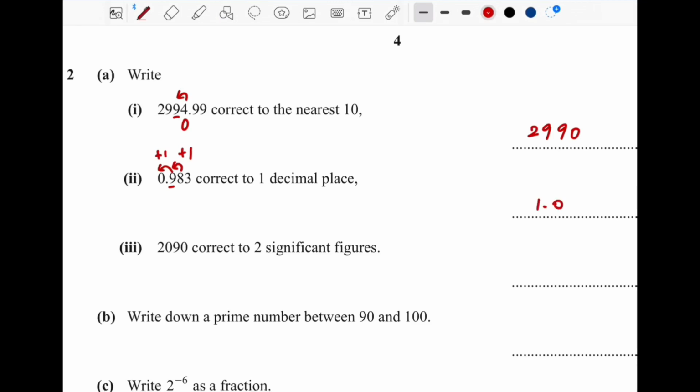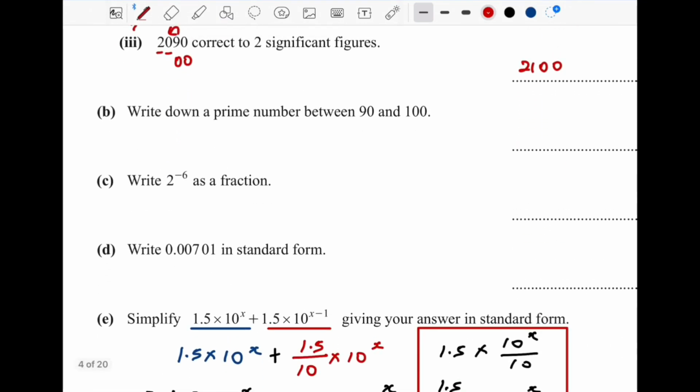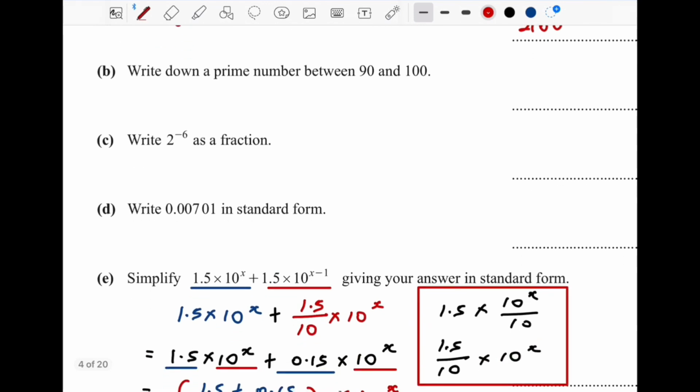So 1.0. 2 sig fig. Always start from the left hand side. The first sig fig, the second sig fig. Okay, then we check. So we round it off as well. So this will be 0, 0. Okay, plus 1. So 2, 1, 0, 0. 2 sig fig. Write down a prime number between 90 to 100.